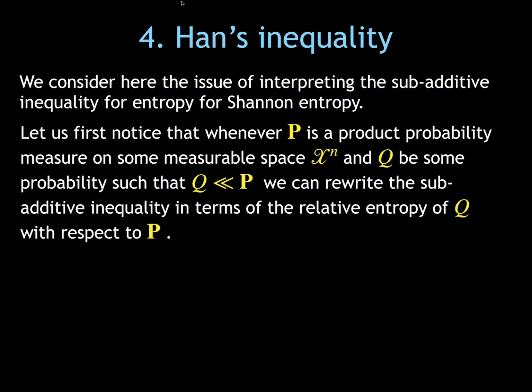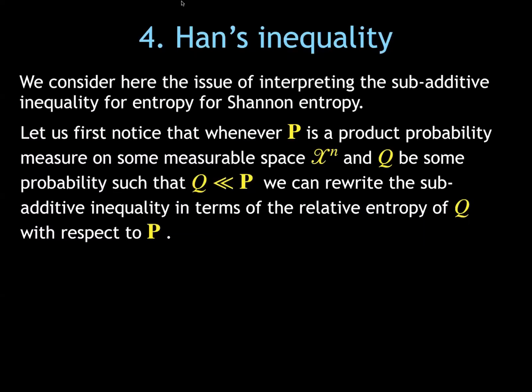So we consider first the general situation, not exactly Shannon entropy for the moment, but we shall first interpret the subadditive inequality that we have proved for the entropy of random variables. We first interpret it for the relative entropy. So how does it work?